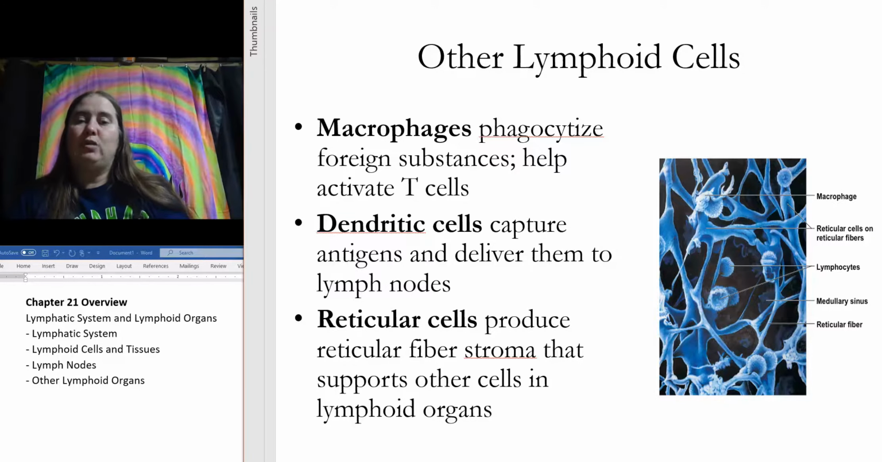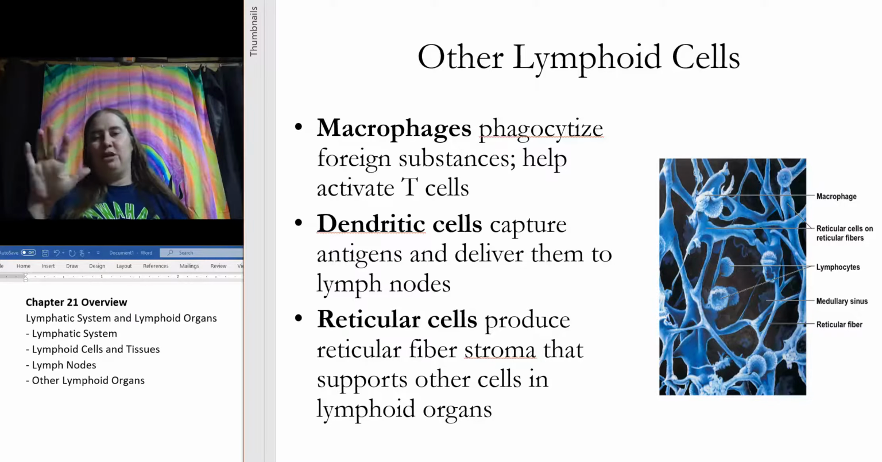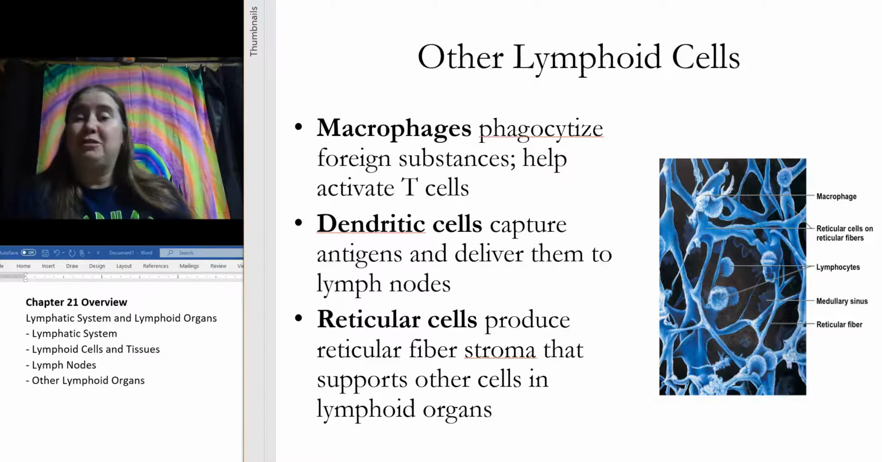Our dendritic cells are going to capture our antigens and deliver them to the lymph nodes. You can think of it like this: you have a bad guy, and you have a mugshot of the bad guy, and the dendritic cells are like the ones that go to where all the cops are and show the cops the photo and say, this is who we're after. That's what we call antigen presenting cells, and again, we'll talk about that next week in chapter 21 a little bit more. Then we have our reticular cells.